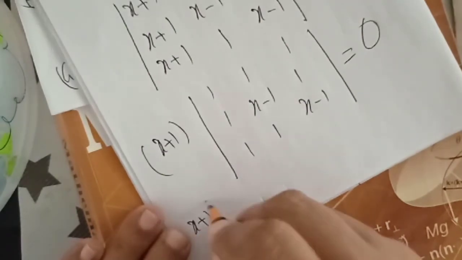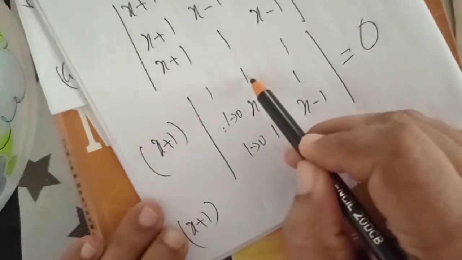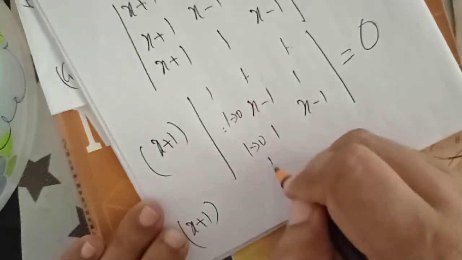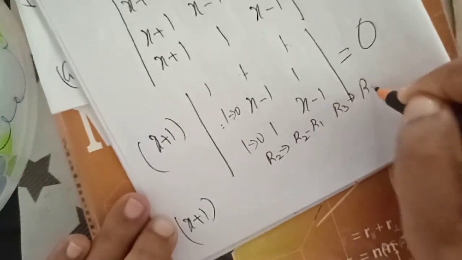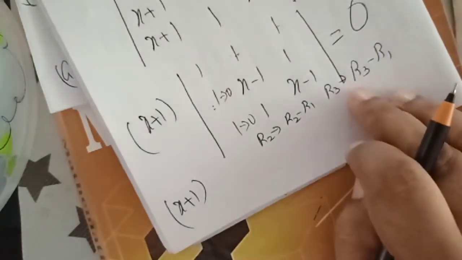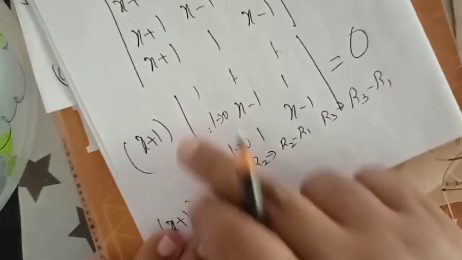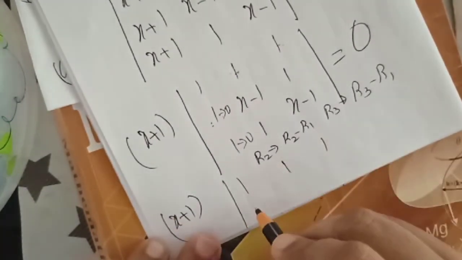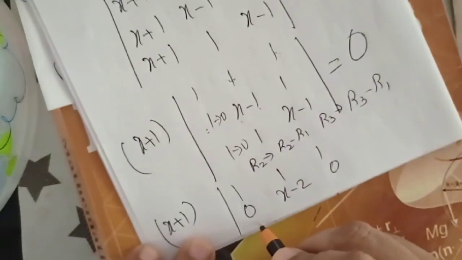Then x plus 1 into, make these ones 0. You can make these two ones also 0. Listen. Here I am going to do this: R2 changes to R2 minus R1 and R3 changes to R3 minus R1. That step I am going to do. Or you can do C2 changes to C2 minus C1, C3 changes to C3 minus C1. Then x plus 1 into 1, 1, 1, 0, x minus 1 minus 1 means x minus 2, 0, 0, 0, x minus 2.